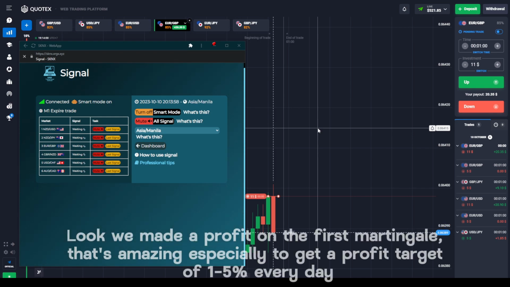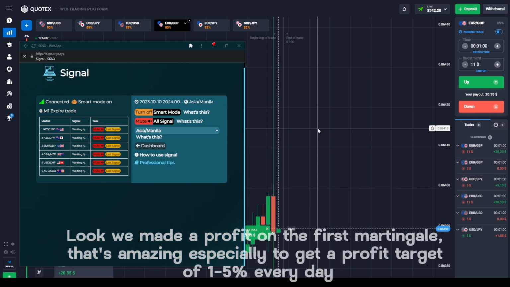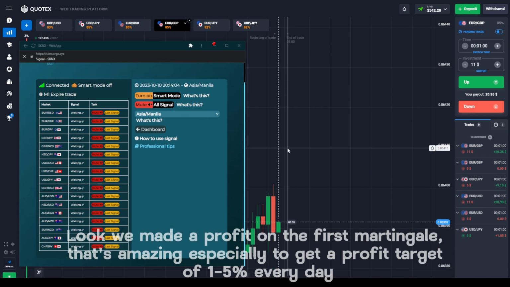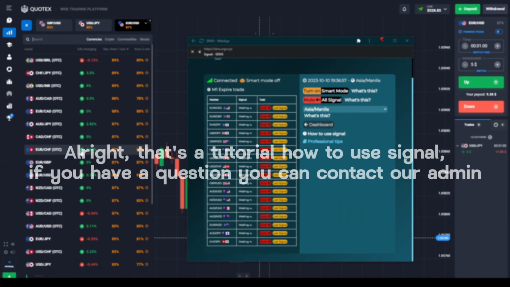Look, we made a profit on the first Martingale. That's amazing, especially to get a profit target of 1 to 5% every day. Alright, that's a tutorial on how to use Signal.